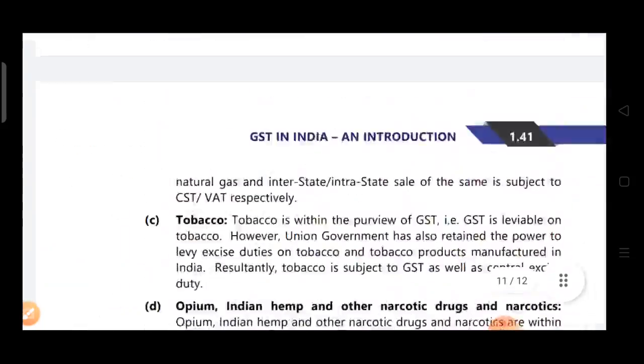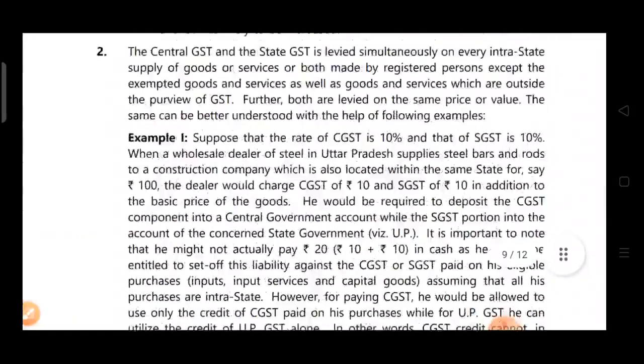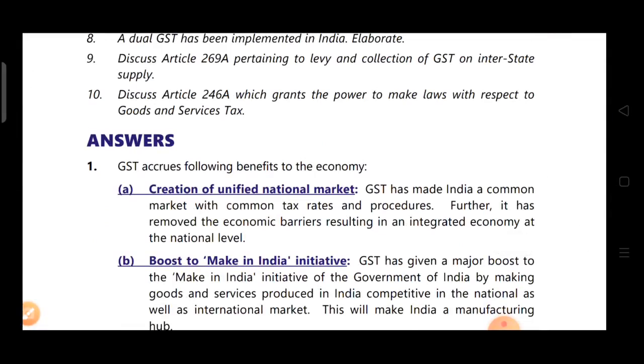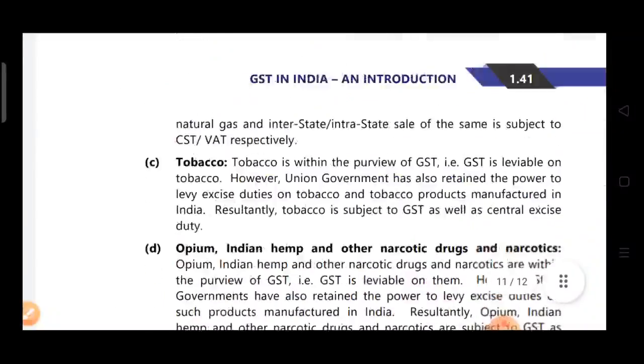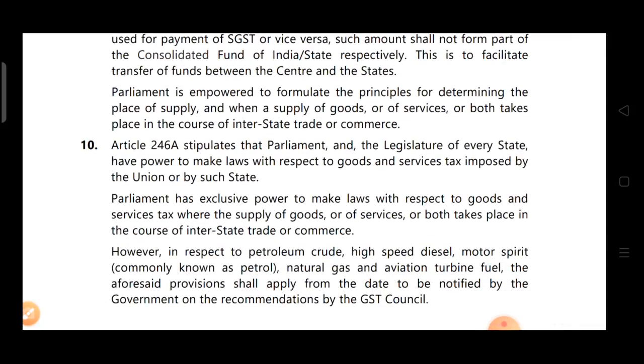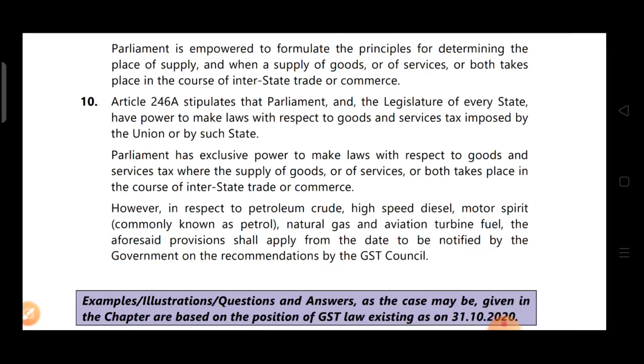Now last, question number 10. Discuss Article 246A, which grants the power to make laws with respect to goods and services tax. This Article 246A stipulates that Parliament and the legislature of every state have power to make laws with respect to goods and services tax imposed by the Union or by such state. Parliament has the exclusive power to make laws with respect to goods and services tax where the supply of goods or services or both takes place in the course of interstate trade or commerce. In case of interstate trade or commerce, Parliament has the exclusive power.